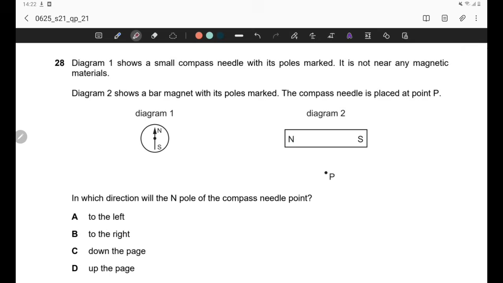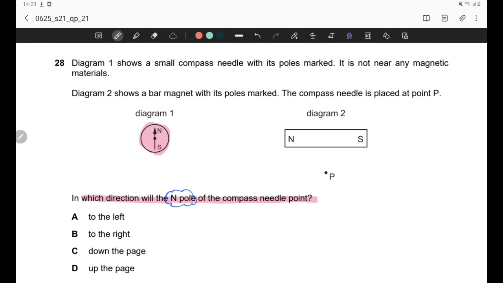Question 28. Diagram 1 shows a small compass needle with its poles marked. It is not near any magnetic material. Diagram 2 shows a bar magnet with its poles marked. The compass needle is placed at point P. So we need to check in which direction the north pole of the compass needle points. When we keep this compass at point P, what will happen to the compass needle? In which direction will the north pole point?